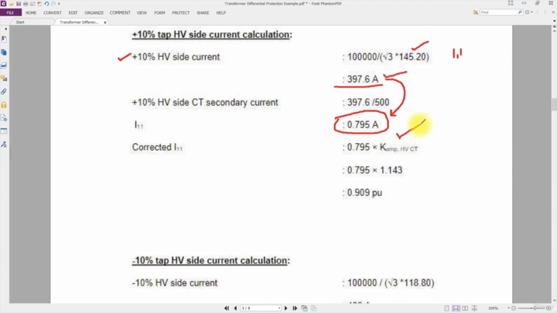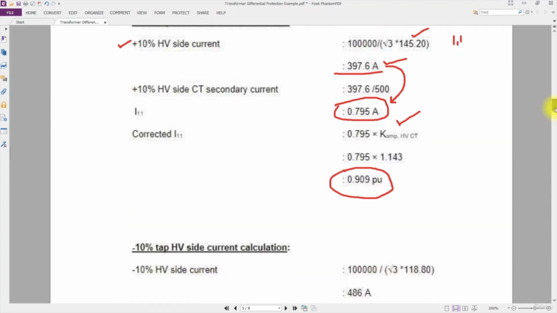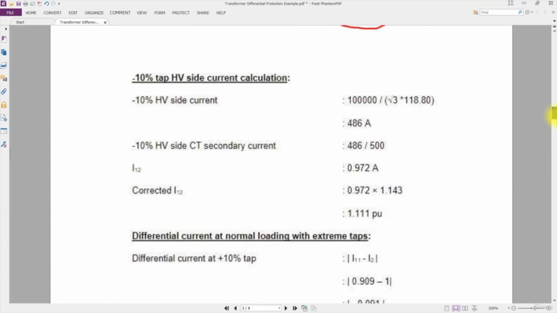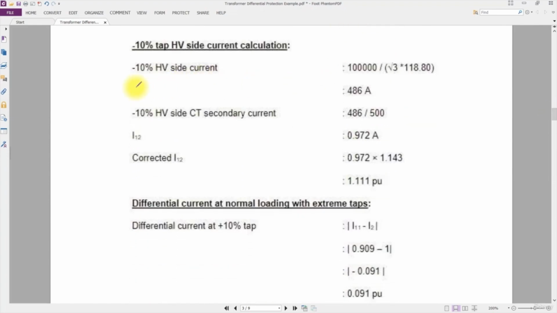It should come, if everything is fine, 1 per unit, but because of the error introduced by the tap changer windings, when you multiply the correction factor 1.143 into 0.795, you can see now the relay will sense this as 0.909 per unit. So it means that there is an error in the calculations which is almost equal to 10% because of the plus 10% of the tap changer windings.